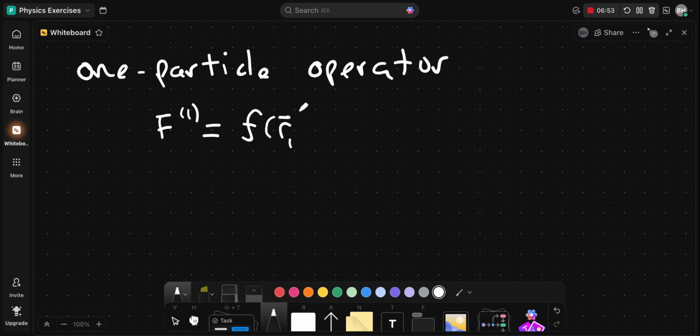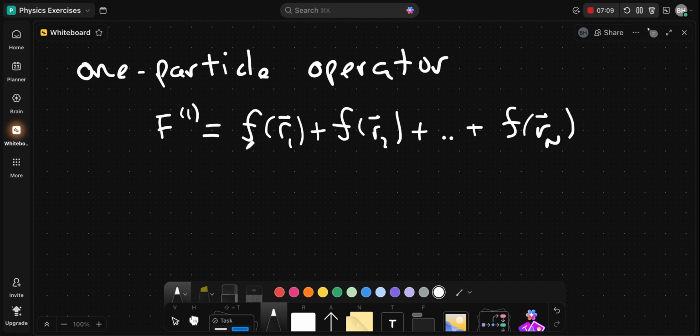In first quantization, it would be some function which depends on the first coordinate, second coordinate, and the last coordinate. So that's what a one particle operator looks like. That's not the most general form, because I only included coordinate dependent operators. But we don't lose any generality, because if you had some other operator like the momentum, you could do everything in the momentum basis, and you would get the same thing.